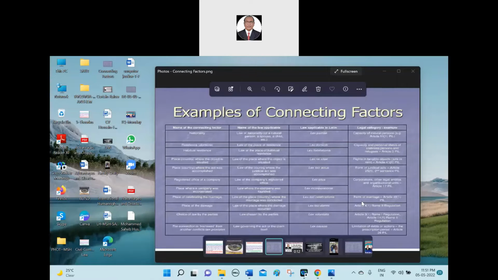Yes, sir. The next is residence, domicile. That is called Latin terminology. What do you say? Domicile. Latin terminology: lex domicilii. Very good. Appreciate.